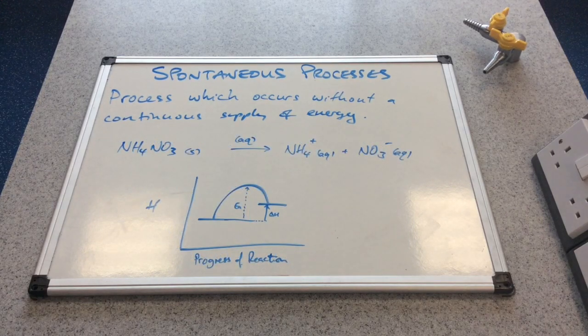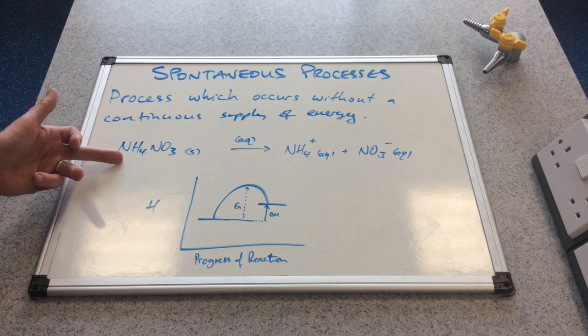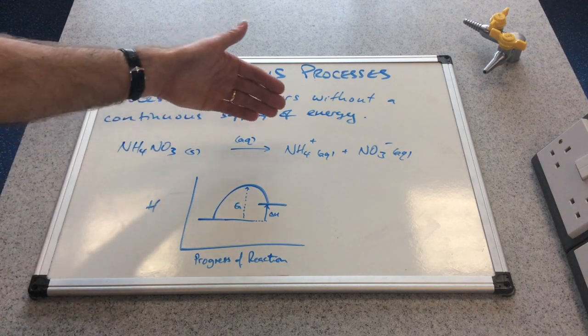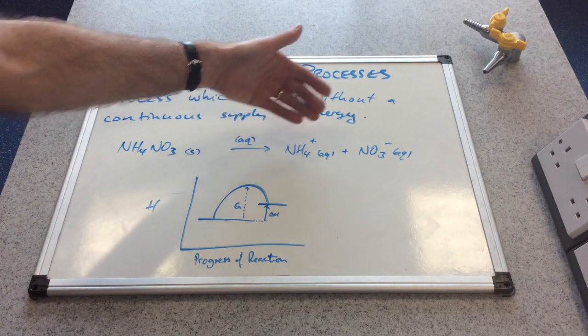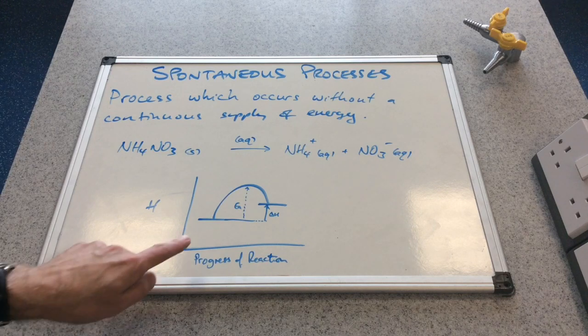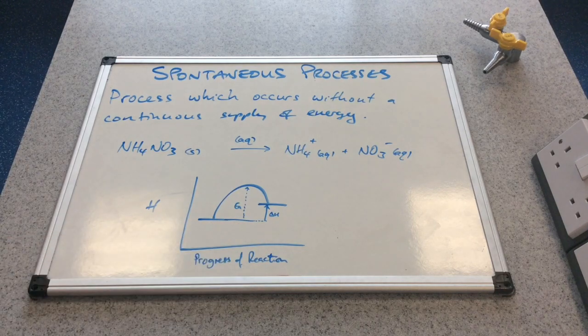If we think about this reaction now, this is ammonium nitrate solid. If we put that in water and just leave it, it will dissolve into its ions. So it doesn't need a continuous supply of energy, so it's a spontaneous reaction. The weird thing about this one is, there's its enthalpy profile diagram. This is an endothermic reaction.